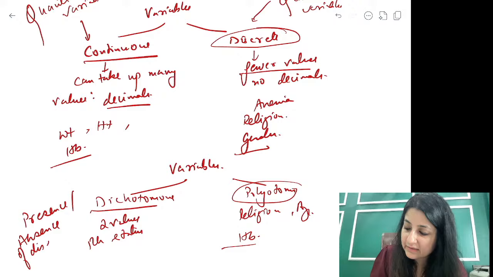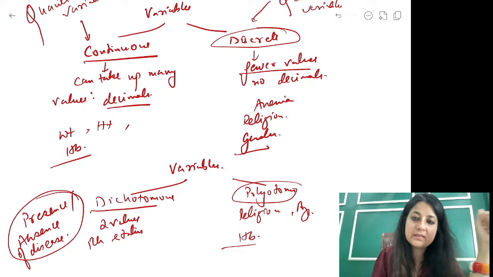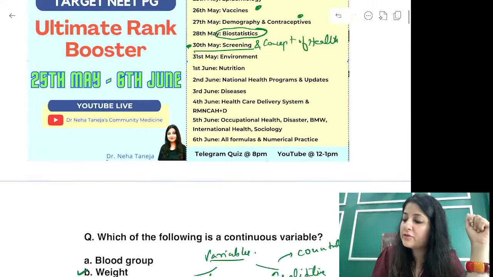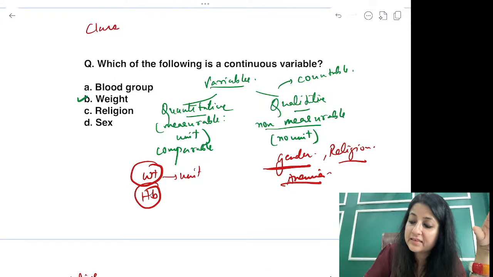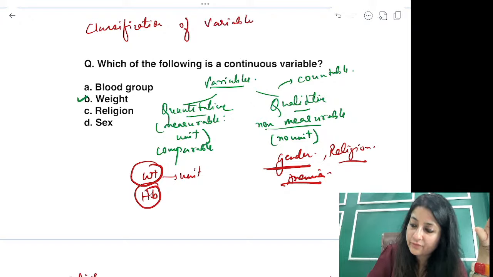What is this? This again is dichotomous. Okay? So let's go back to that MCQ. This is the first topic. The first topic that we discussed is classification of variables.